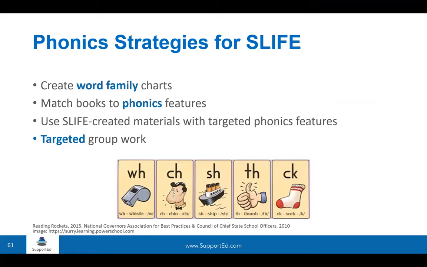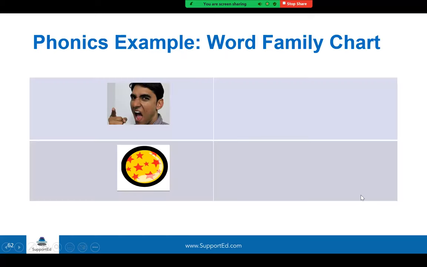Using SLIFE created materials with targeted phonics features is extremely helpful, and working with students in targeted group work so that they can start building that connection between that sound and symbol. One example is creating the word family chart.